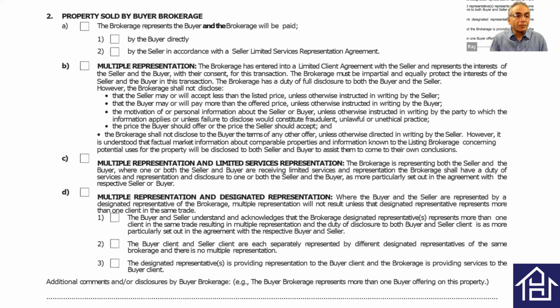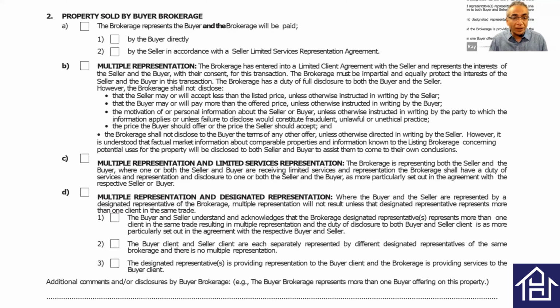Okay. Now, obviously, just like before, we have multiple representation here. So if you're actually representing the seller and the buyer in the same transaction, then we have to select the multiple representation, okay? Meaning that the buyer and seller both have a representation agreement with us. And this is the case when this is happening at the brokerage level, not a designated representation, but a brokerage representation. And this is where we select multiple representation.